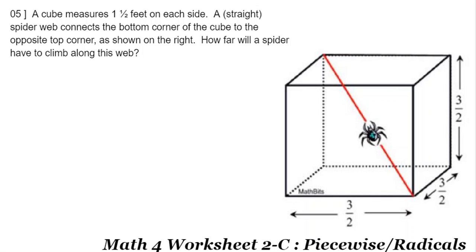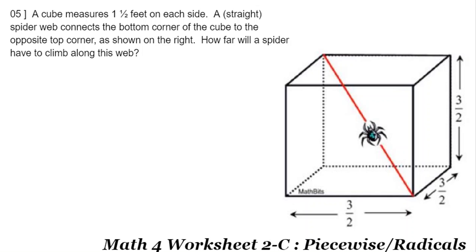All right, we had stopped looking at the 2C worksheet after the first 4 problems, so we're going to pick up at number 5. And we have a spider on a web diagonally from one corner to the next. And so we want to know if each of those edges of the cube is 1.5. Let's deal with decimals so that it's easier to put in the calculator. If all the sides are 1.5, how long is that diagonal three-dimensionally through the middle?